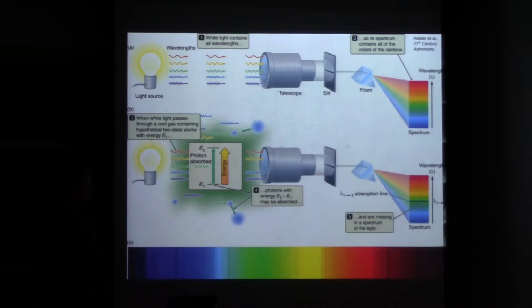And if you have a more complicated situation where there's lots of atoms with lots of possible transitions, then you get light missing at wavelengths where transitions can happen, and at other wavelengths the gas is transparent, and so you get a lovely absorption line spectrum like that. So that's how it works in a nutshell. Any questions?